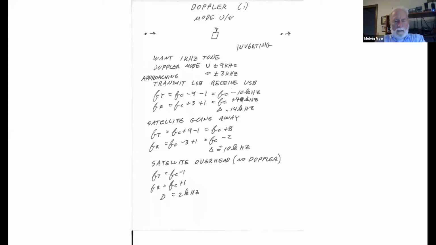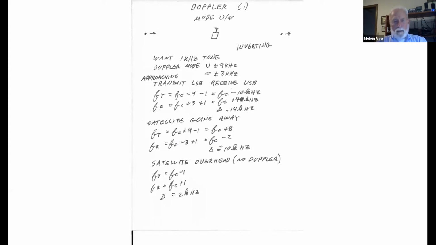Okay, now let's suppose the satellite's going away. If I transmit, I would be on a carrier frequency plus 9, minus 1, again, I'm on lower sideband. I would receive it on the carrier frequency minus 3 plus 1, and the total shift on those two would be 10 kilohertz. Well, that's nice. Satellite's overhead, there's no Doppler. Okay, but so what did that get us? It got us, with an inverting passband, it made things worse as the satellite's approaching us, and better as it's going away.